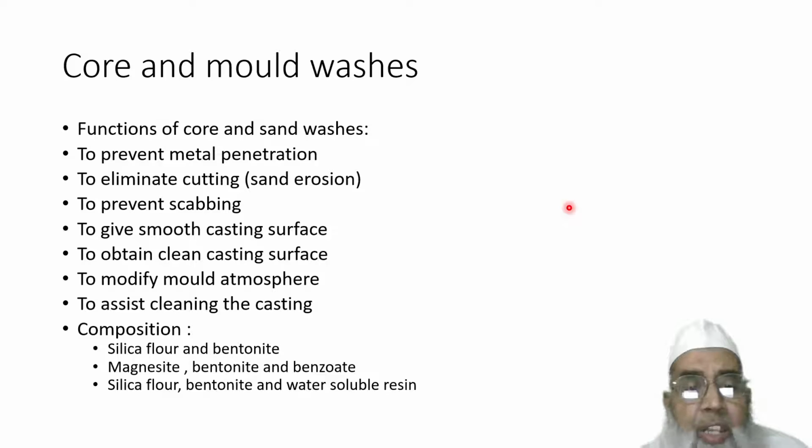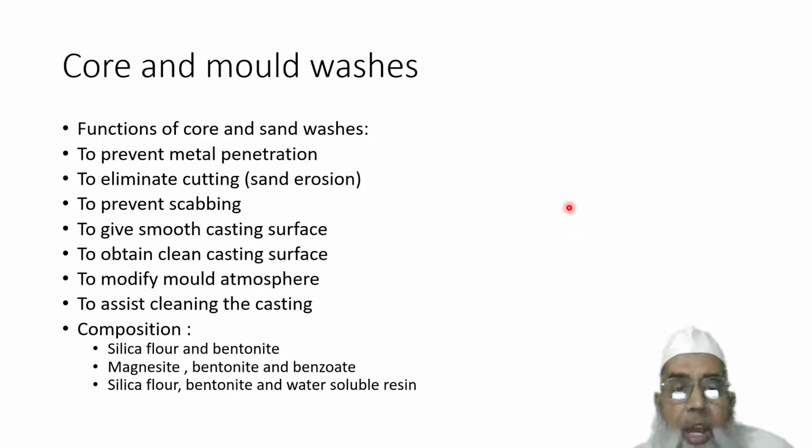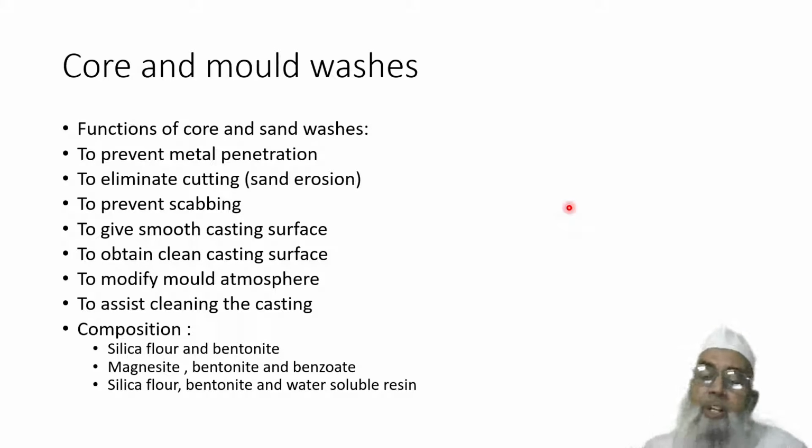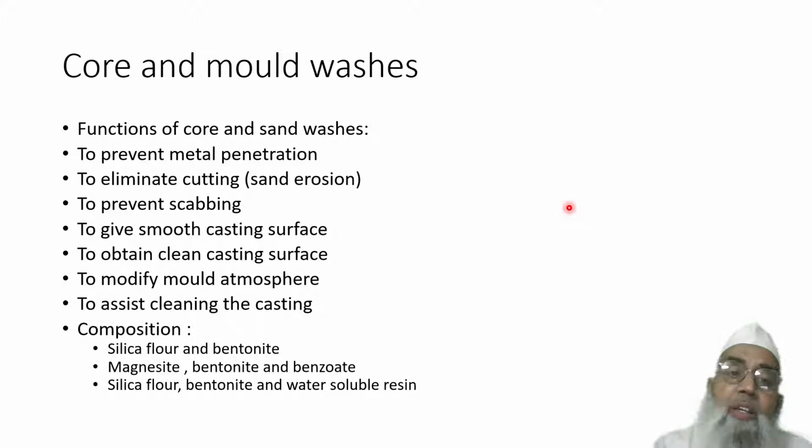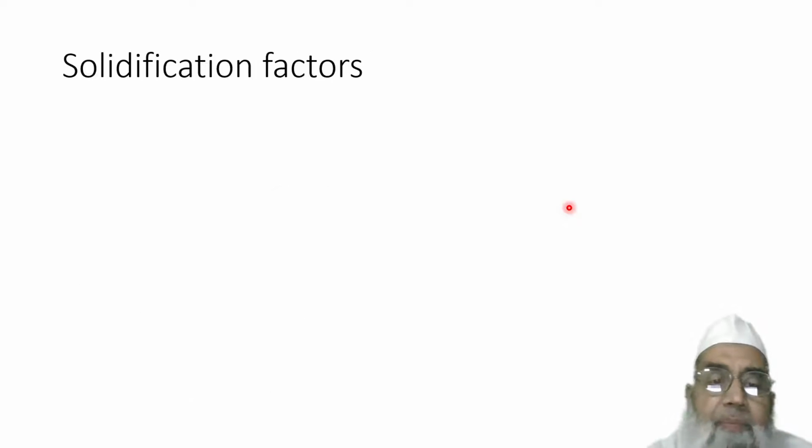The composition of the core washes and mold washes may be silica flour mixed with bentonite, or can be magnesite, bentonite, and benzoate. Another alternative can be silica flour, bentonite, and a water soluble resin. They just give a very fine coat on the mold cavity to define the space of the cavity.